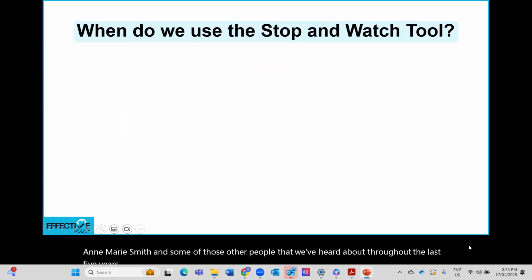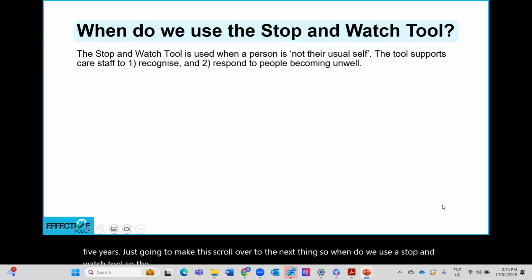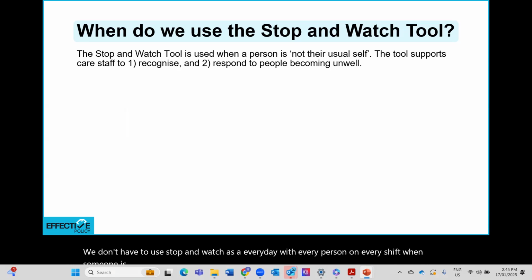Just going to make this scroll over to the next thing. So when do we use a stop and watch tool? The stop and watch tool is used when a person is not their usual self. We're working with people, so we don't have to use stop and watch every day with every person on every shift, only when someone is not their usual self. So it's important that people focus on, well, what is this person's usual self?